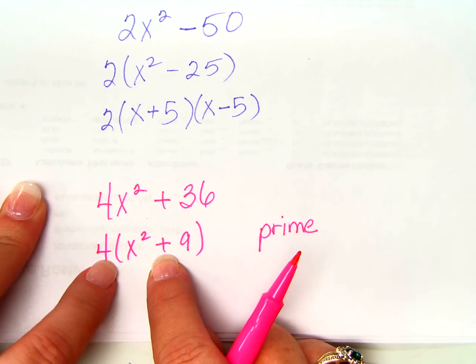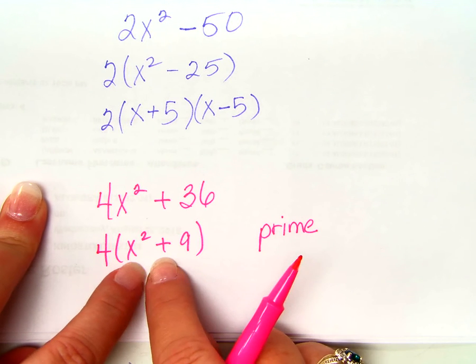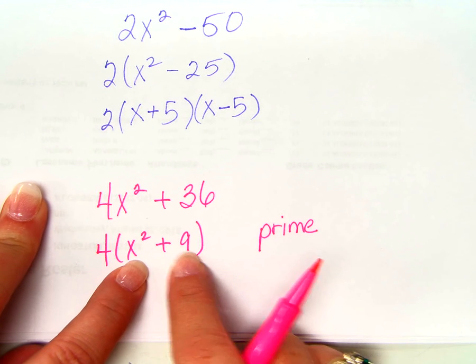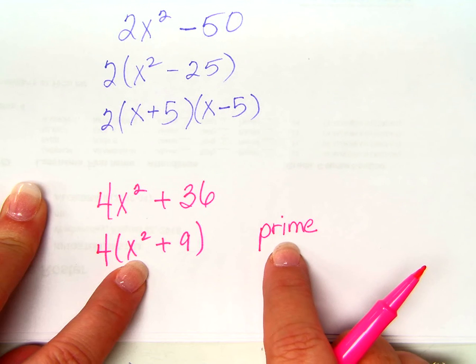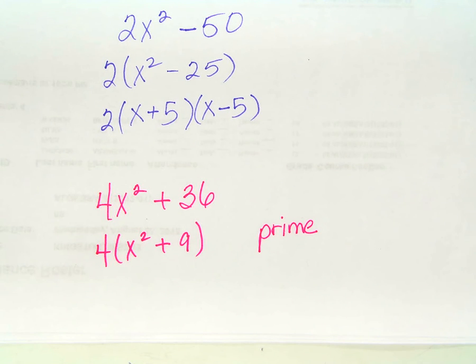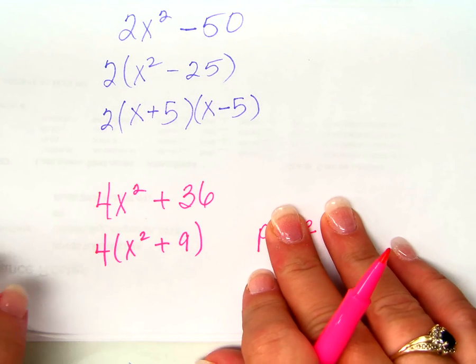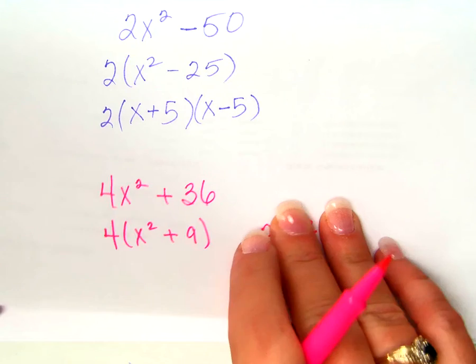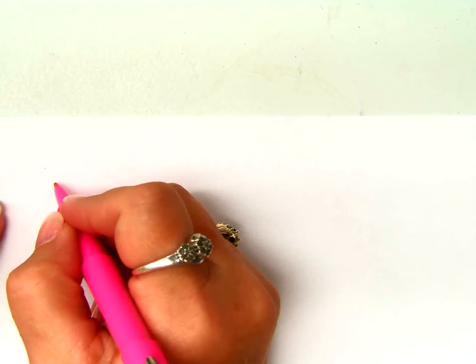All you can do is take out a common factor, a greatest common factor, because this is the sum of squares and it cannot be factored any further. It is a prime binomial. Questions? All right. Ready for the next examples? They're all grouped together as well. Okay? And they look like this.